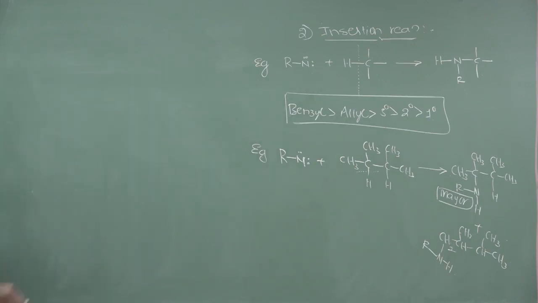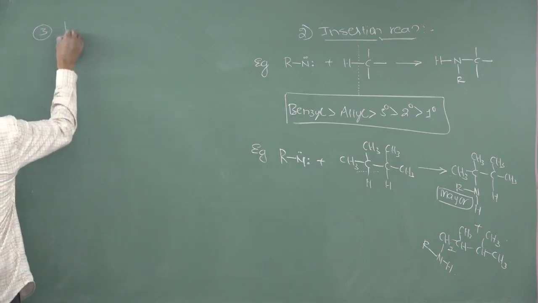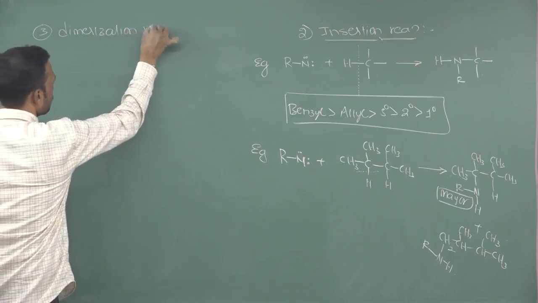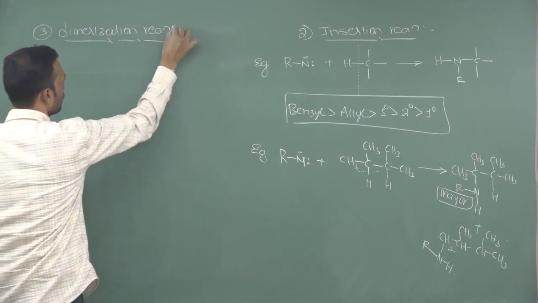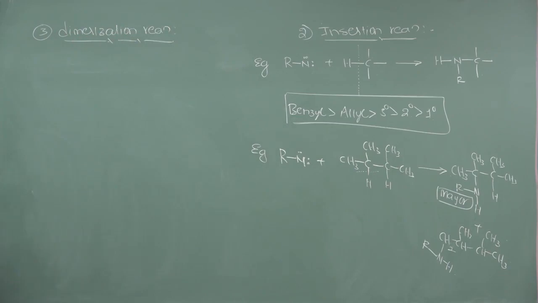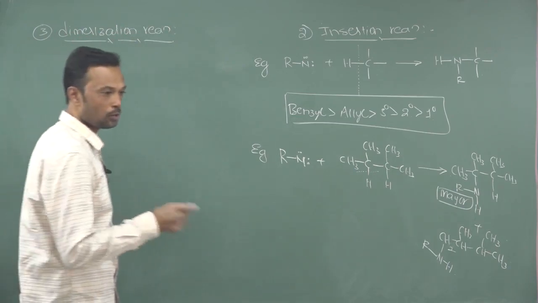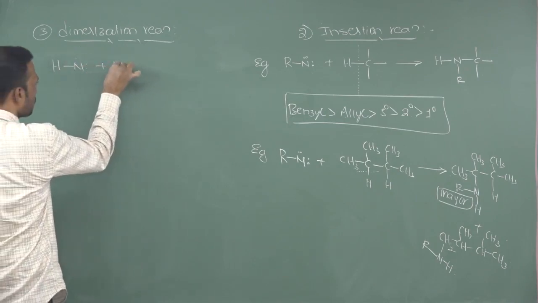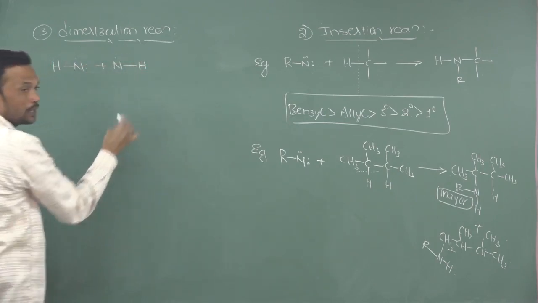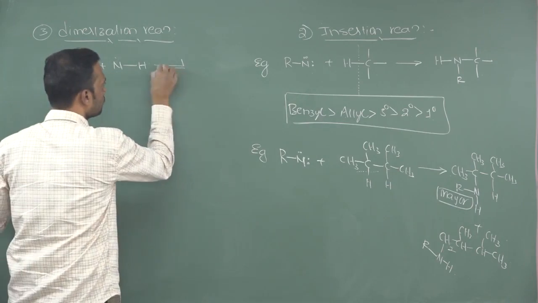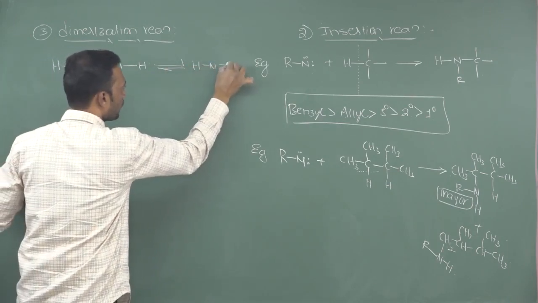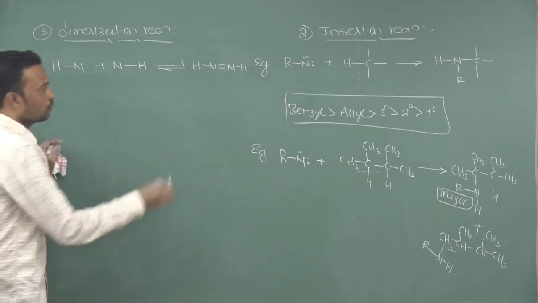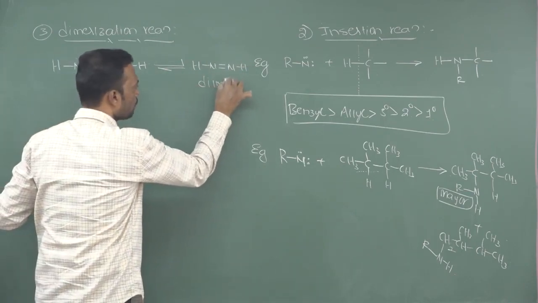Clear? Next is the dimerization reaction. Nitrenes are also involved in dimerization. The generated nitrene also has a tendency to form a dimer. Suppose I take a nitrene having bonds like this, this is nitrene. Nitrene on dimerization will give diimide. This is one in situ reagent, diimide, N2H2. This is called diimide.